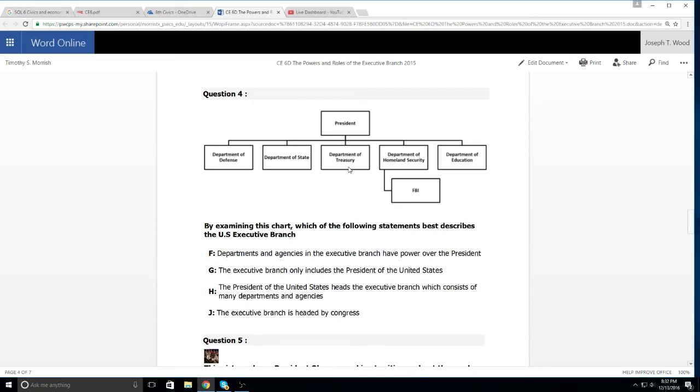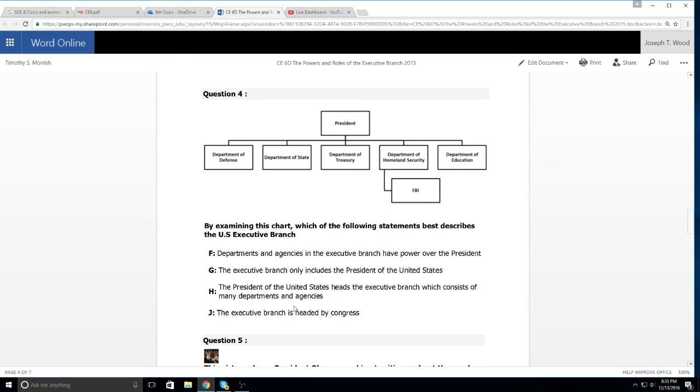H is correct. Good job, Eric. I think it's the first time you were first. So, this is, again, you don't have to pay attention in my class to know this. It's a simple graph. President's at the top. You have the agencies underneath it. President of the United States heads the executive branch, which consists of many departments and agencies.